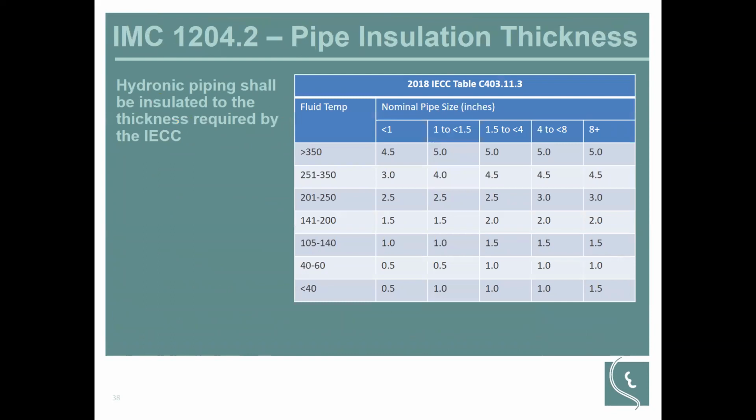Pipe insulation thickness. The IMC requires reference back to the IECC as far as requiring pipe insulation of appropriate thickness. Now, here you see that this is the table from the IECC and showing the minimum thickness per the code. Now, I do want to call out that this is not necessarily the most cost-effective insulation thickness, and it may be cost-effective to exceed these thicknesses.